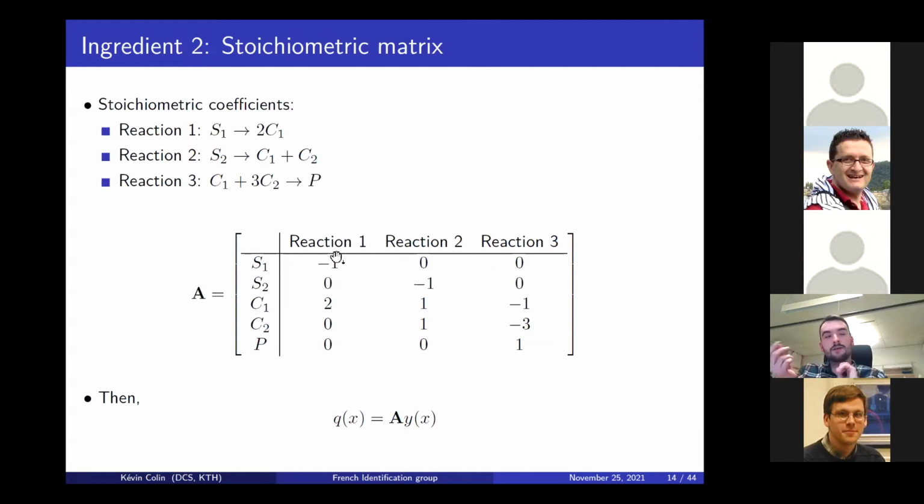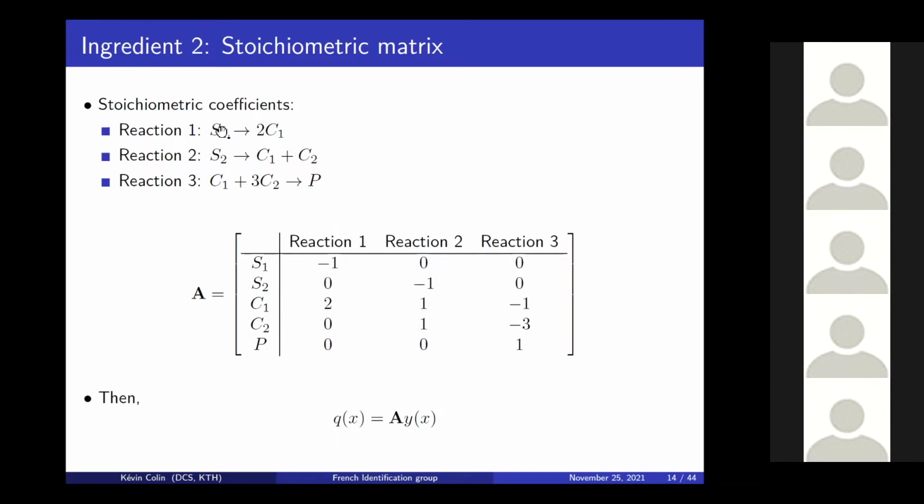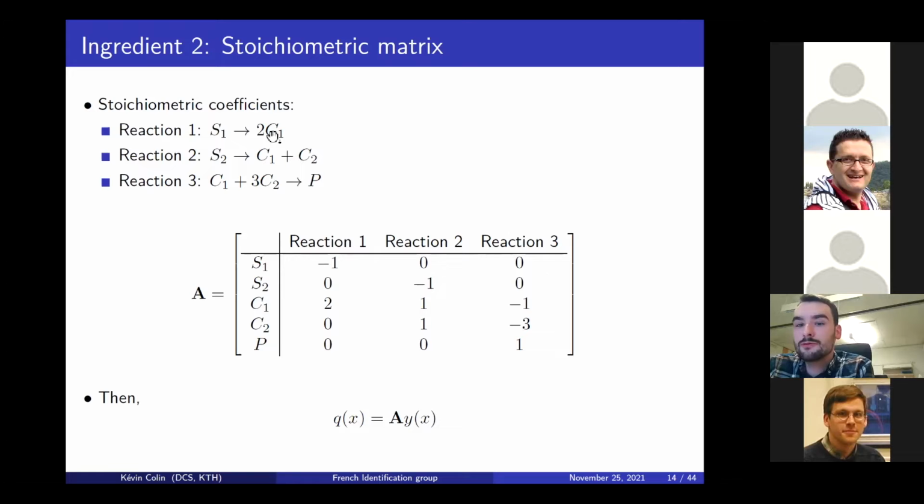Then after having considered the reactions, we have to consider the stoichiometric coefficients in the reactions. If I consider back my very simple example, here are the stoichiometric coefficients that we have decided in the model. Then I can display this information in a matrix by putting the reactions in columns and the metabolites in rows. If we look at the first reaction, we see that S1 is consumed with a stoichiometric coefficient of 1, so we will put -1 in this matrix, while C1 is produced twice for one S1, so we will put 2 in this stoichiometric matrix.